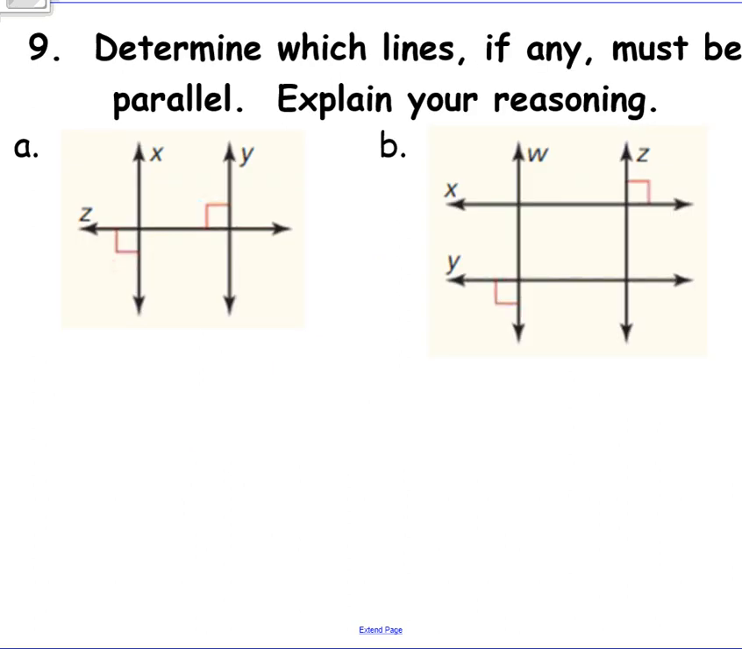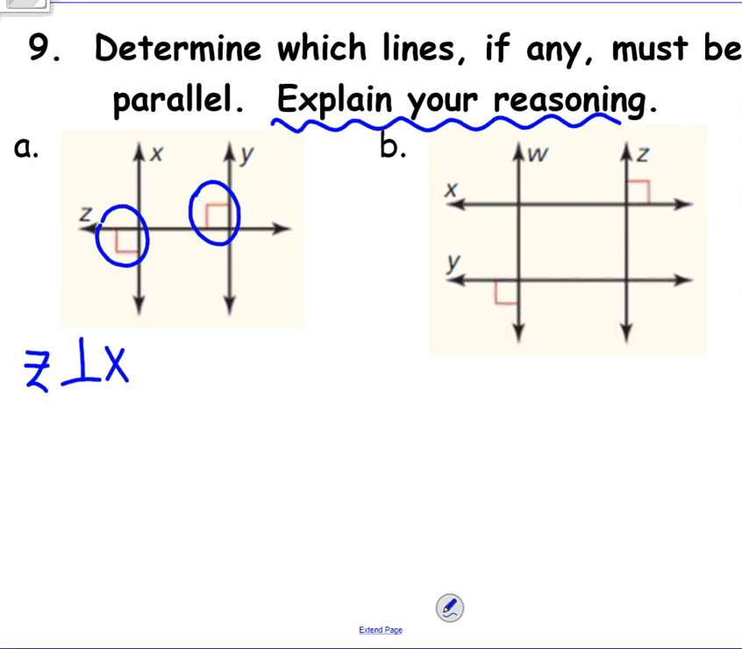Question number 9 says, determine which lines, if any, must be parallel. Explain your reasoning. So if we have some theorems or something written on the diagram that can help us to give an explanation, we want to use that. First thing I do is take the information that's provided on the diagram. I'm going to take these right angle symbols and use them to make perpendicular statements. The one on the left would mean that line Z is perpendicular to line X. The second right angle symbol tells me that line Y is perpendicular to line Z.